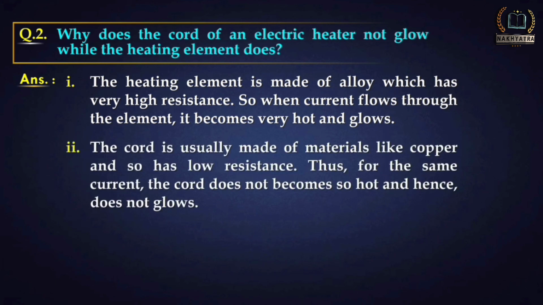Okay. Second, the cord is usually made of materials like copper and so has low resistance. Thus, for the same current, the cord does not become so hot and hence does not glow. Now, are you clear? See here, materials like copper have low resistance. So if the same amount of current is passing through, the cord does not become hot and hence it will not glow.